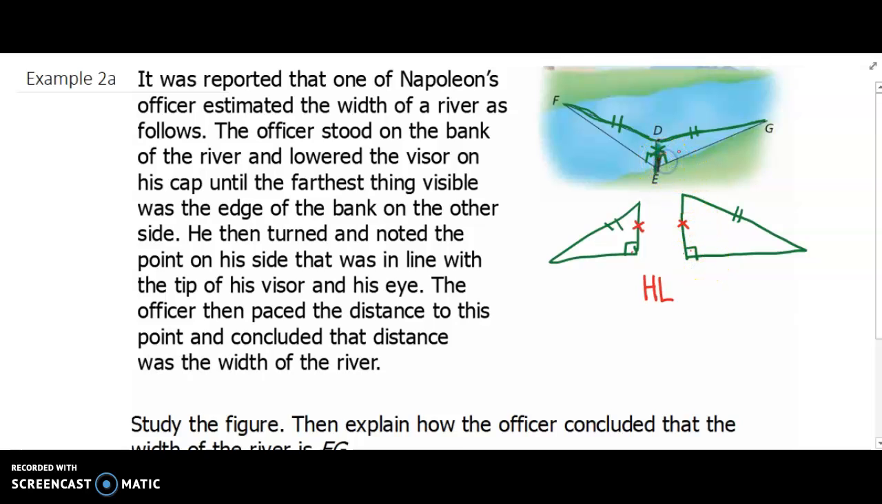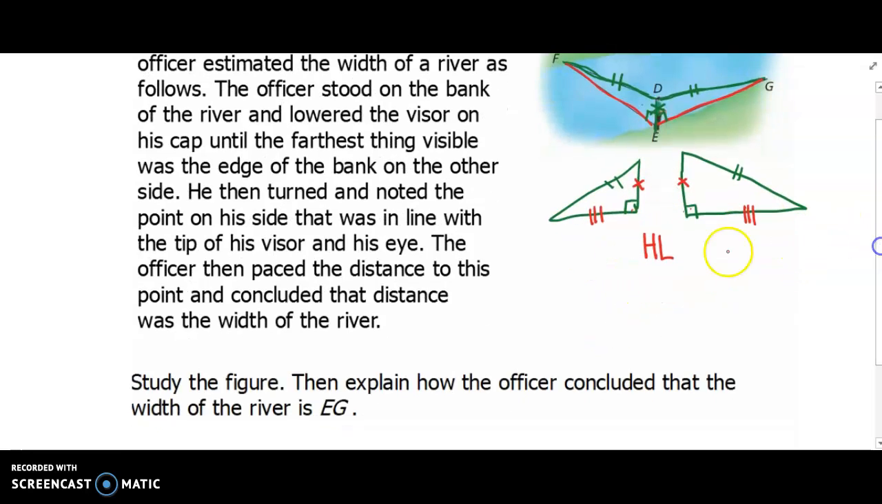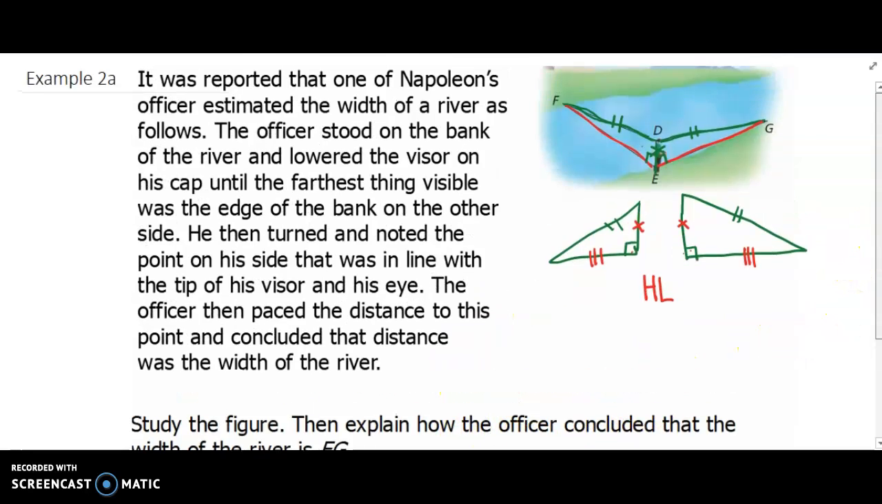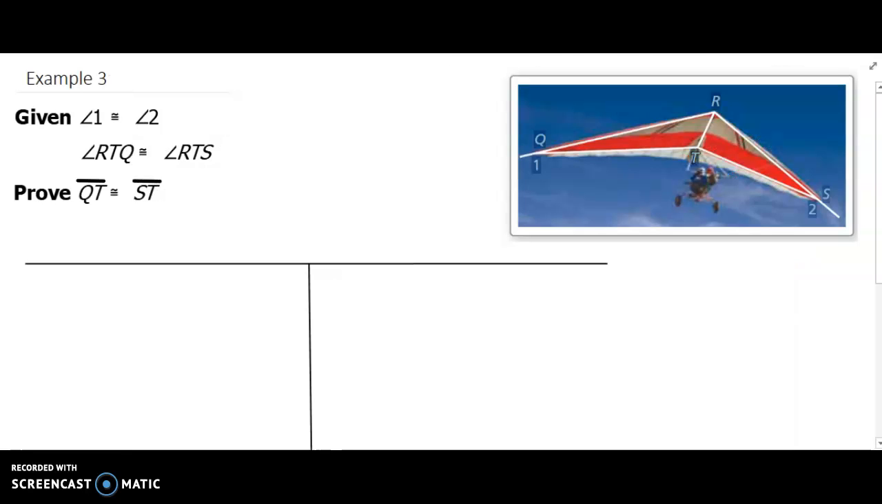Okay, so I can say that these two are congruent, and therefore EG has to be congruent to FE, which is the length of the river. Okay, so then I jumped the gun, studied the figure, and explained how the officer concluded that the width of the river is EG. So yes, I did jump the gun. So we proved these two triangles are congruent, and therefore we can measure from here to here, and we know this is the same as from here to here. All right, let's do this proof together.